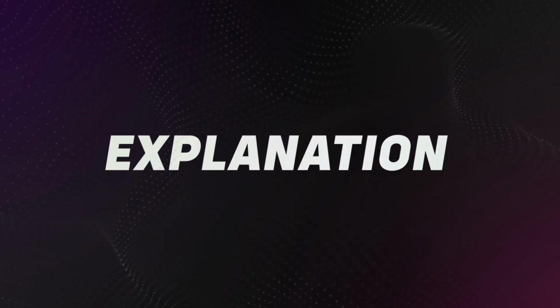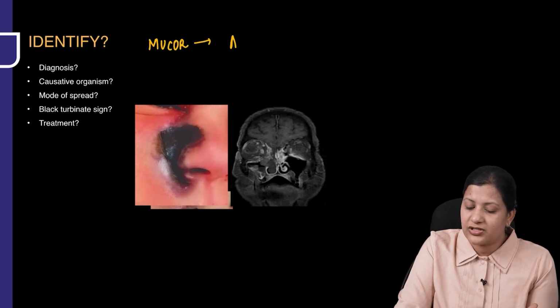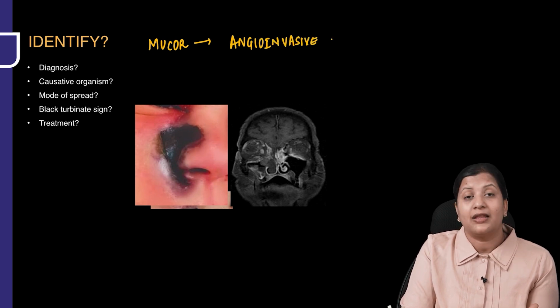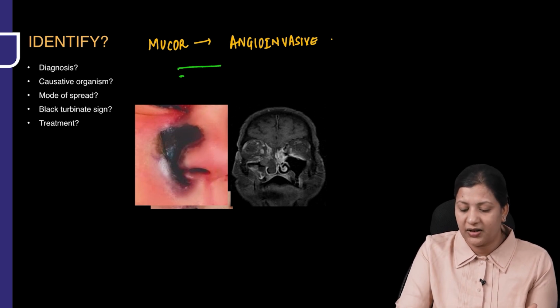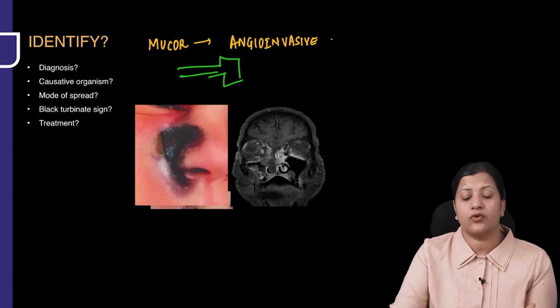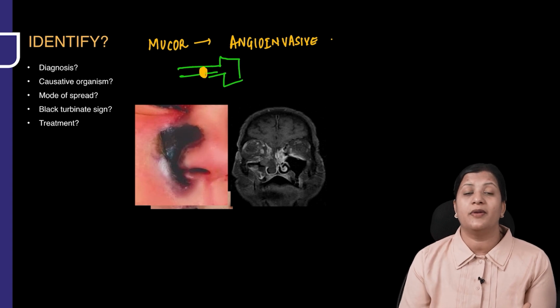Here's the explanation. Mucormycosis is typically an angioinvasive fungus. What is the meaning of angioinvasive? This fungus goes and invades the blood vessel. So say this is the blood vessel that is supplying this tissue. This fungus goes into the blood vessel and multiplies to obstruct the blood vessel.